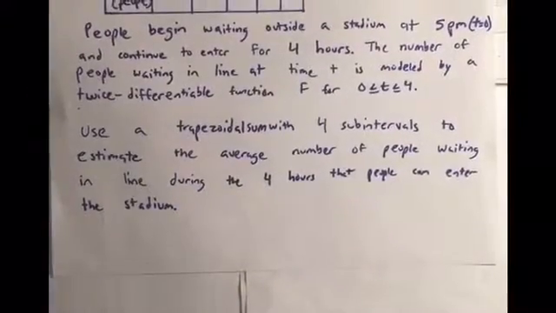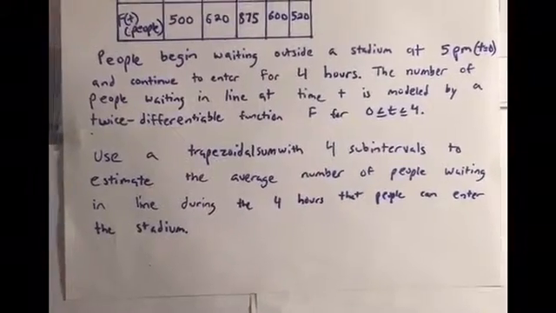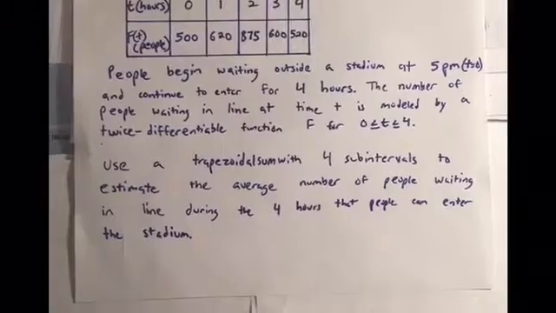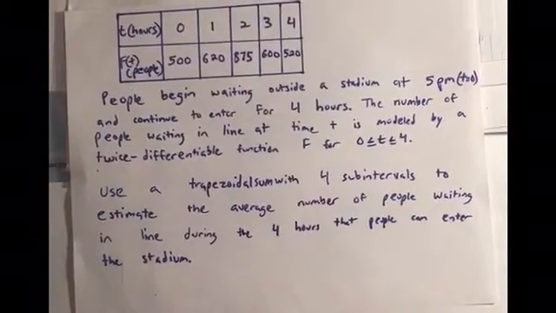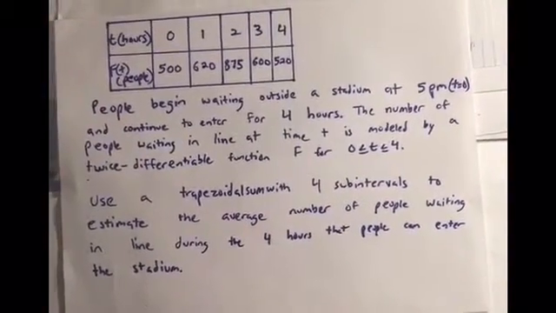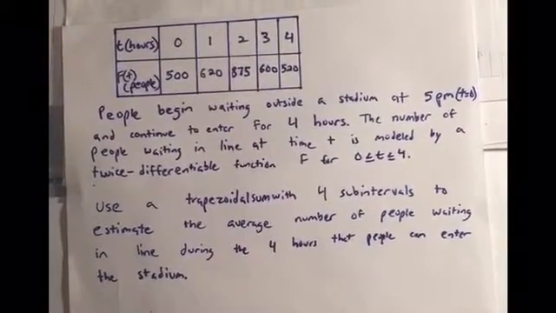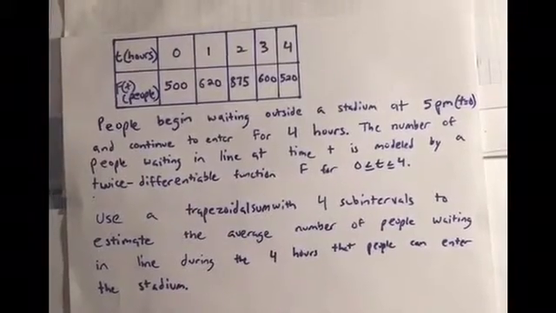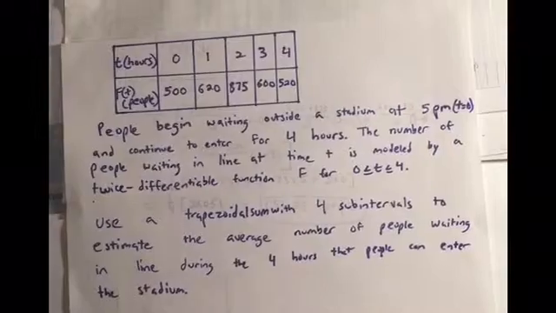Here's an example. People begin waiting outside a stadium at 5 p.m., t equals 0, and continue to enter for 4 hours. The number of people waiting in line at time t is modeled by a twice differentiable function f for t greater than or equal to 0 and less than or equal to 4. The data is shown in the table above. Use a trapezoidal sum with 4 subintervals to estimate the average number of people waiting in line during the 4 hours that people can enter the stadium.